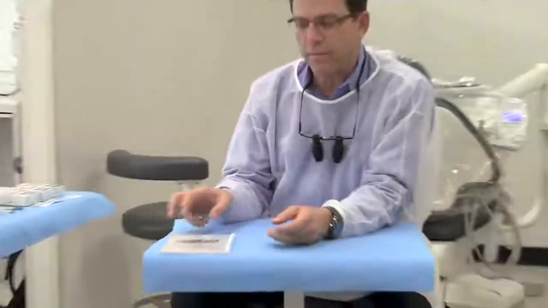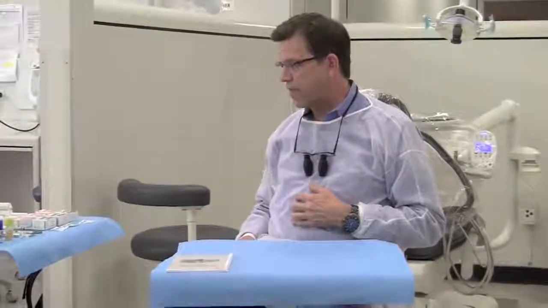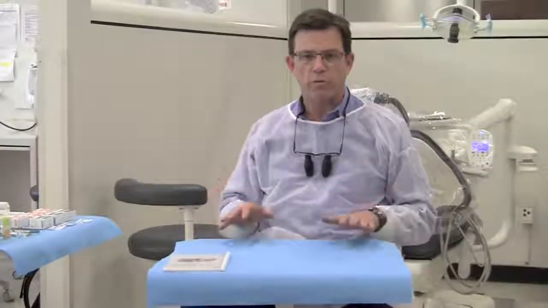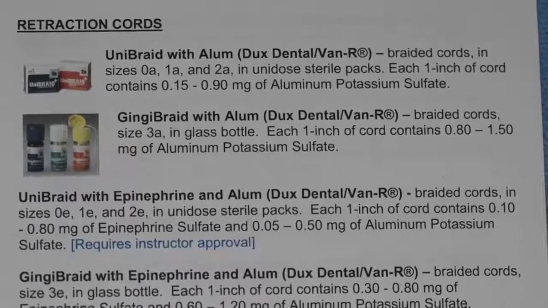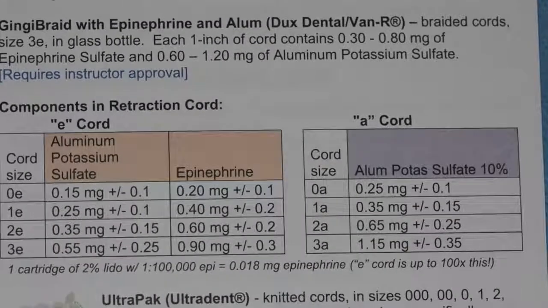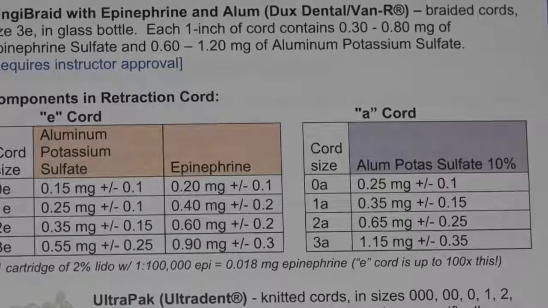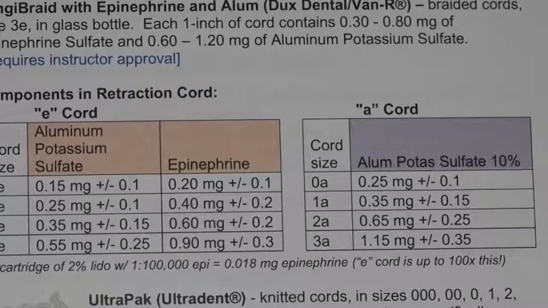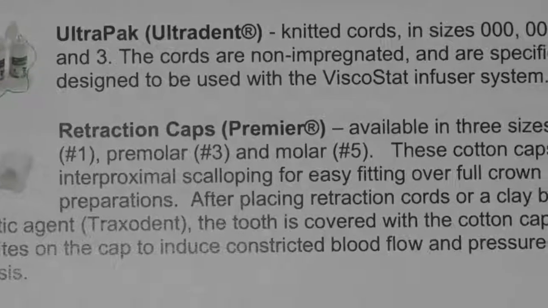So having said that, let me go into a quick overview of some of the soft tissue management systems that we have available. The first one, of course, is retraction cords. Retraction cords are essentially divided into those that are knitted or braided and those that are impregnated or non-impregnated. I'd like to show you two examples of those that we use at UCLA. One is impregnated cords, and the second is non-impregnated cords, and how they can both be utilized.